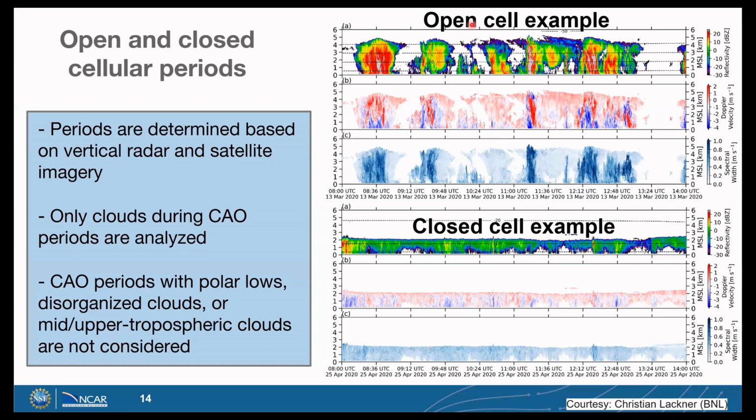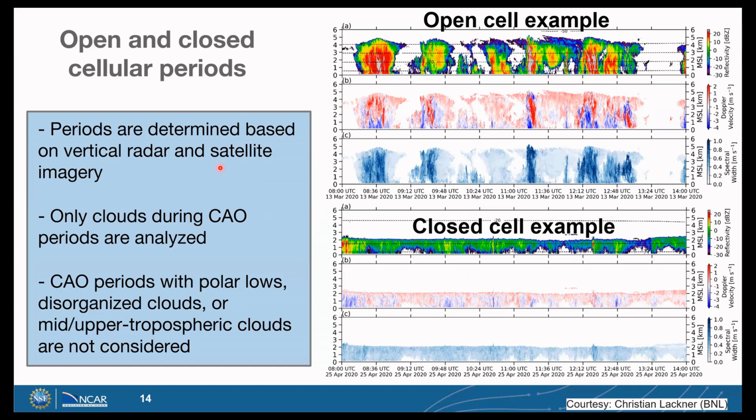Again, an open cell convection example on the top. It's what I just showed you a couple of slides back. And then a closed cell example here on the bottom, which again is just this contrast in the cloud structures. The cloud tops are pretty homogeneous. You have relatively weak vertical motions, but this is just to show you what we're dealing with.